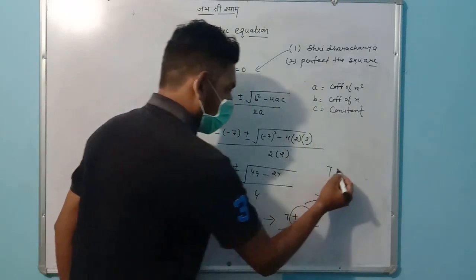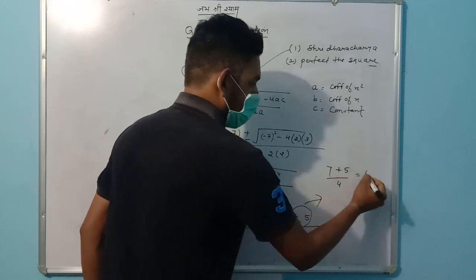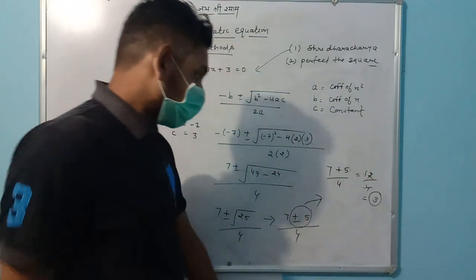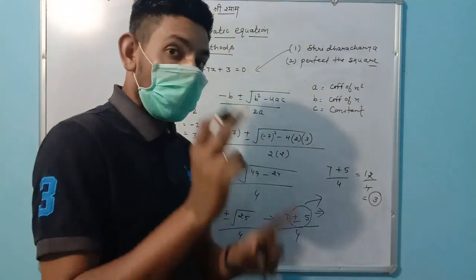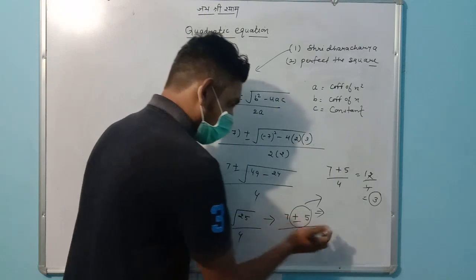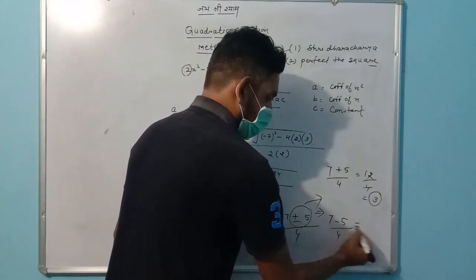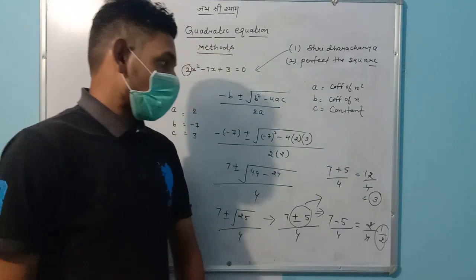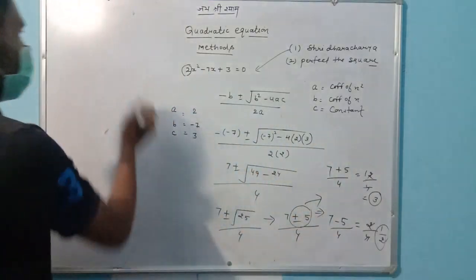One time with plus 5, downside is 4. 7 plus 5 is 12, and 12 upon 4 is equal to 3. In the second condition we take 5 with the sign of minus. Here is 7 minus 5 upon 4. How much is the answer? 2 upon 4 is equal to 1 upon 2. Then students, what are the zeros of this equation? 3 and 1 upon 2.